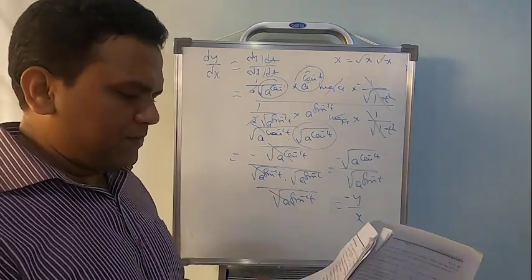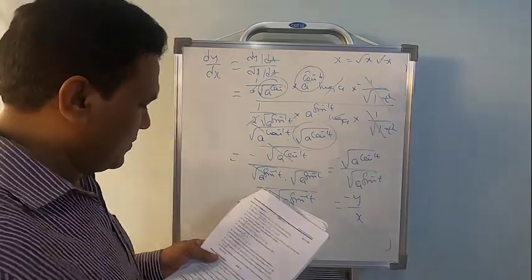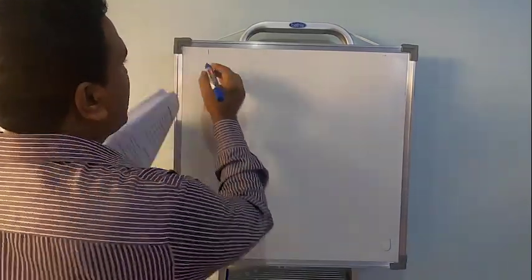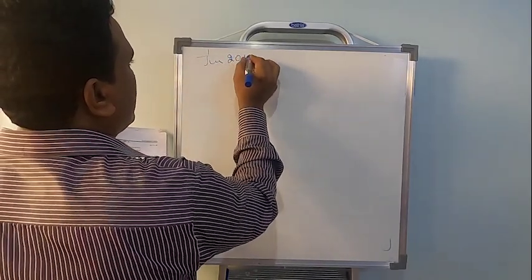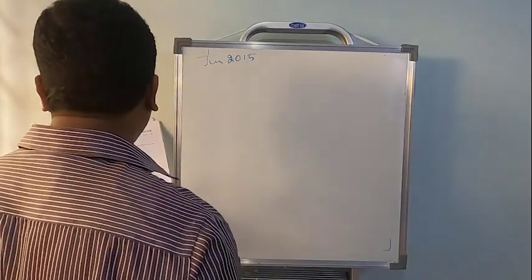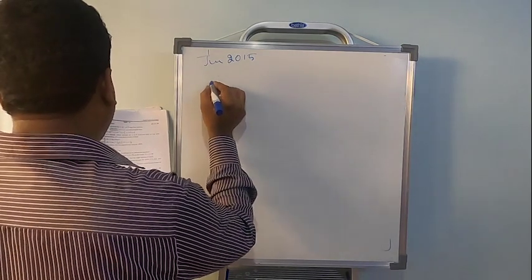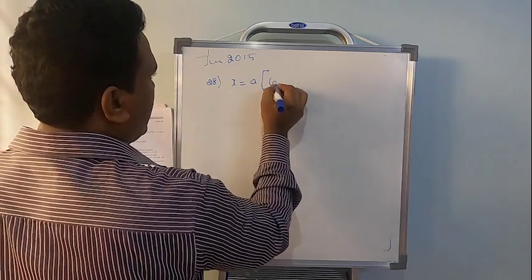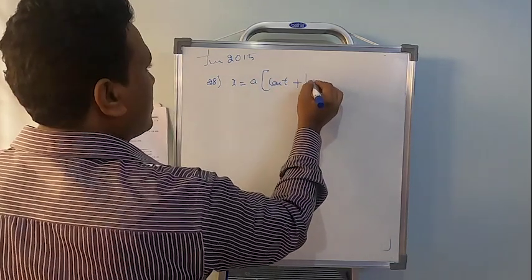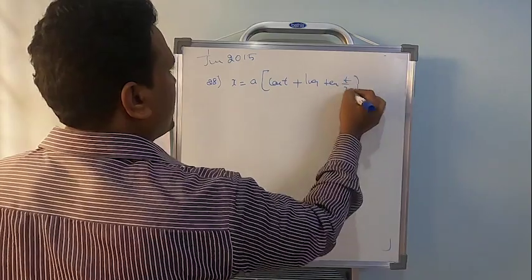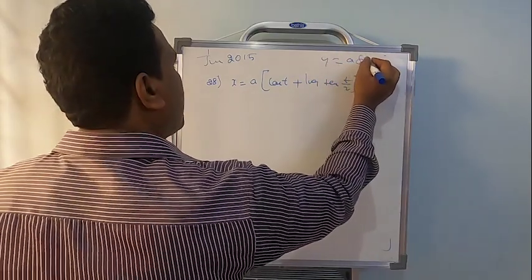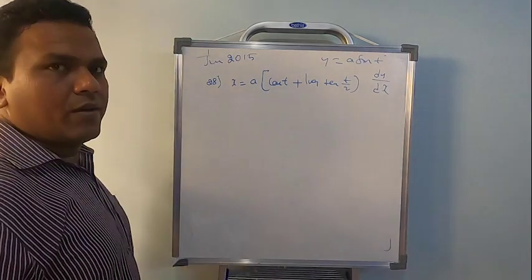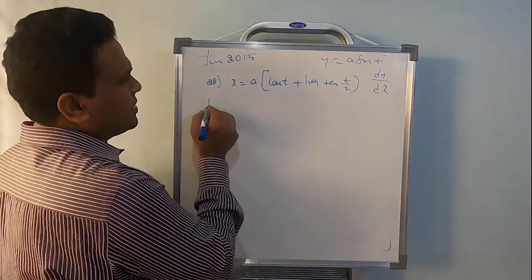So in the next one, that's June 2015, the supplementary of 2015. It's question number 28. If x equal to a multiplied by cos t plus log of tan t by 2, and y is given as a multiplied by sin t, then we need to find dy by dx. So parametric differentiation. So let's differentiate.